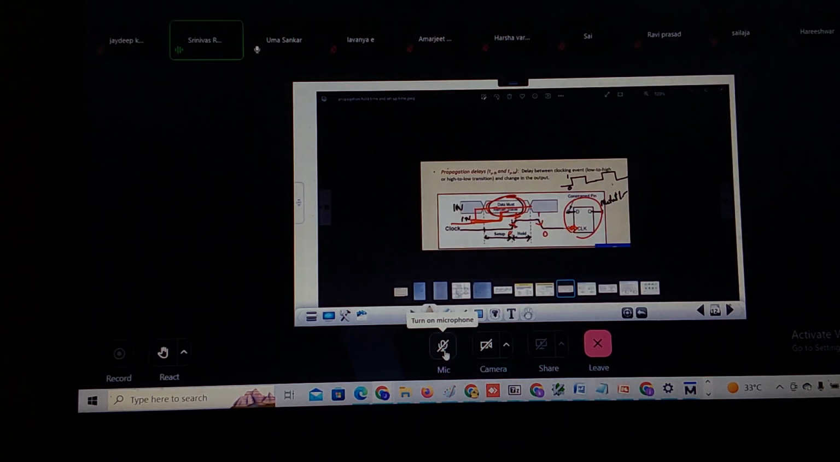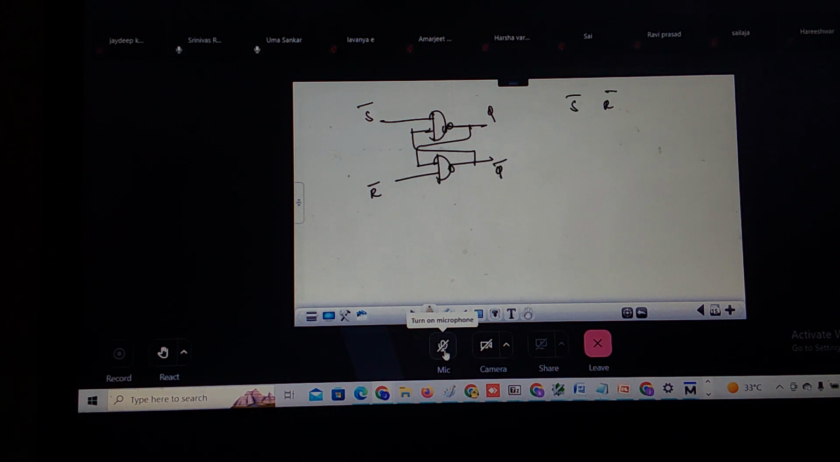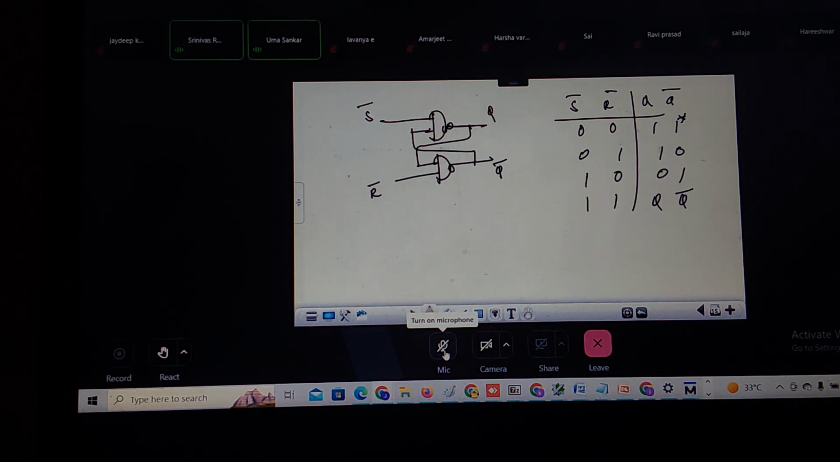Yes, sir. Now coming to the NAND latch. This is a NAND latch, right? This is a NAND gate. This is the complement of your NOR latch, with Q and Q bar, and here S bar, R bar. If I read the characteristic table for this: 0, 0 means violation state. 0, 1 means 1, 0 state. 1, 0 means 0, 1 state. 1, 1 means it is a memory state. Yes, sir. Okay, sir. Got it.